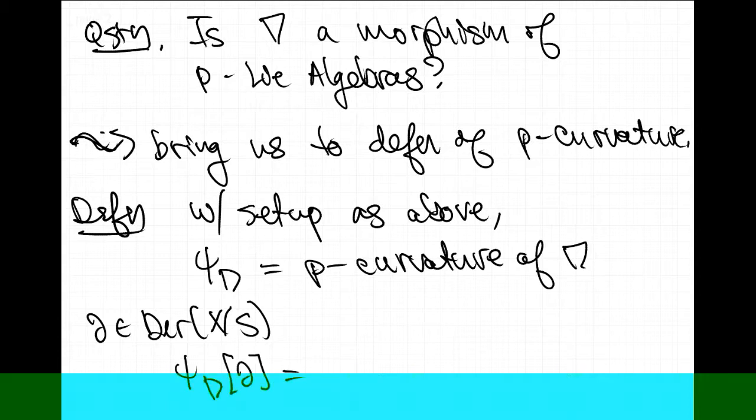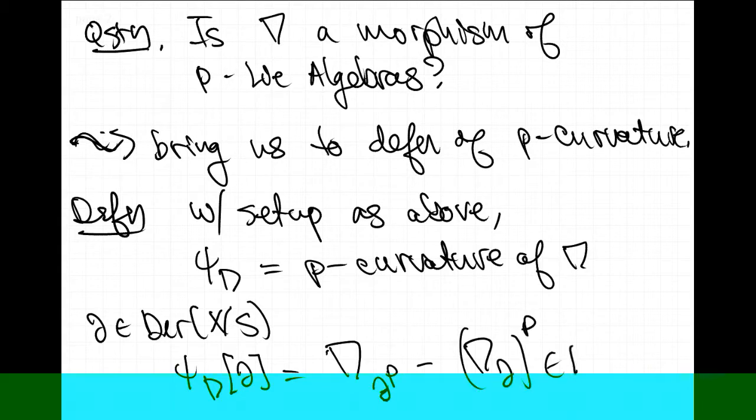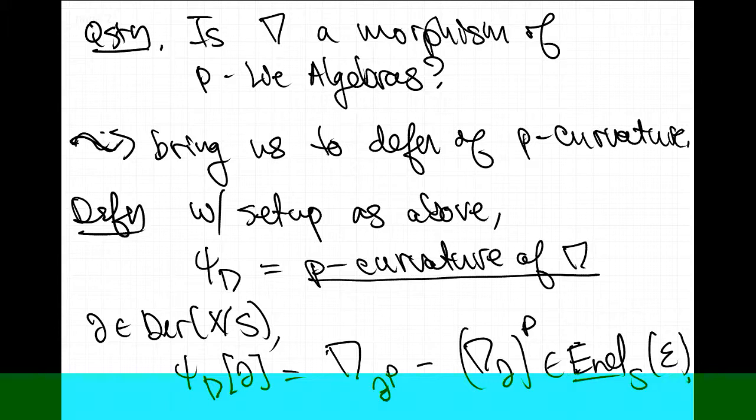This is going to be defined to be equal to the commutator of the pth power maps. We take the connection, so this is the covariant derivative, to the pth power, minus, now we take the covariant derivative to the pth power. And this thing here is going to be an endomorphism of S-modules of E. Okay, so we have this construction here, and so this is the p-curvature. And for a derivation, it gives us a new map like so.